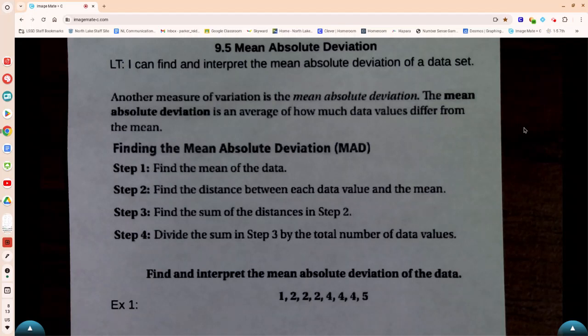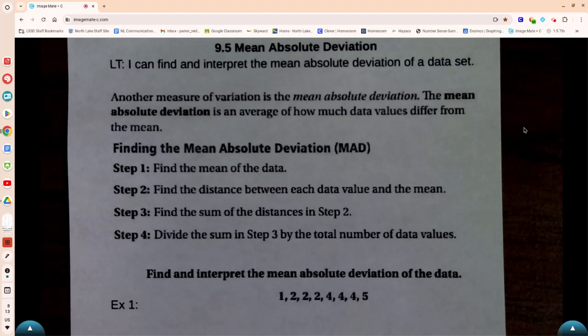Thank you. So another measure of variation, yesterday we learned about two, range and interquartile range. And another one is the mean absolute deviation. The mean absolute deviation is an average of how much data values differ from the mean. That's why we hear the word mean and deviation. Deviation is like how different something is. So this is the mean or the average of how different our values are from the mean, how far away they are from the mean.